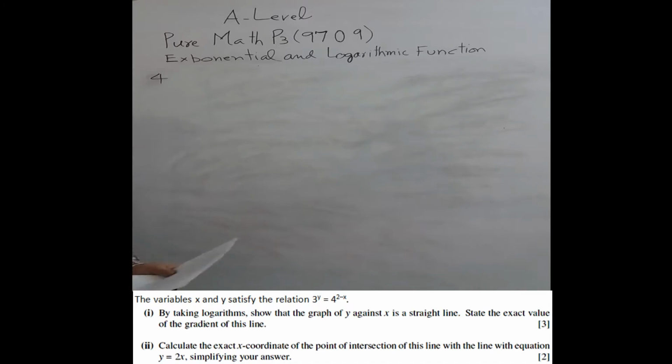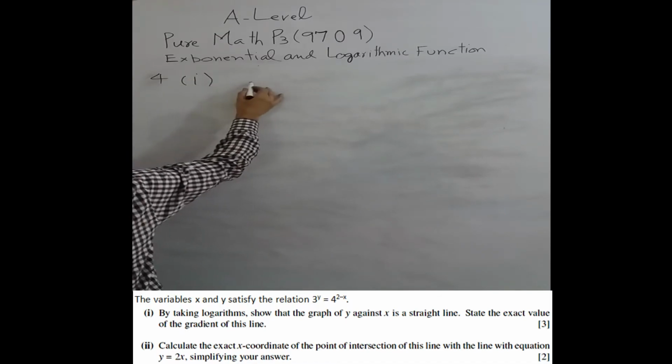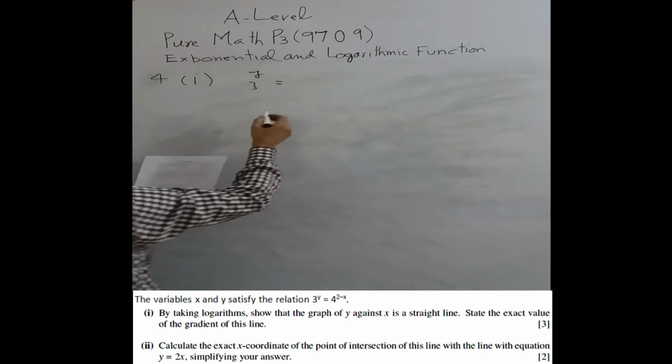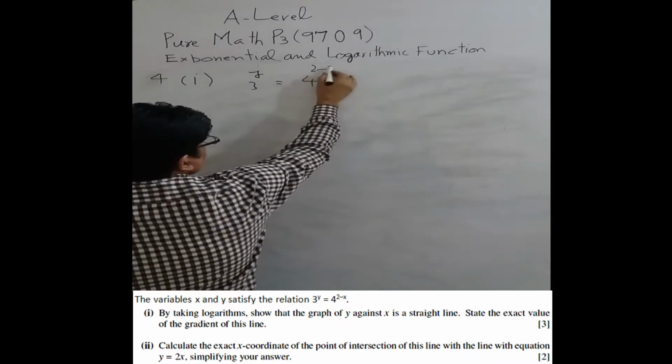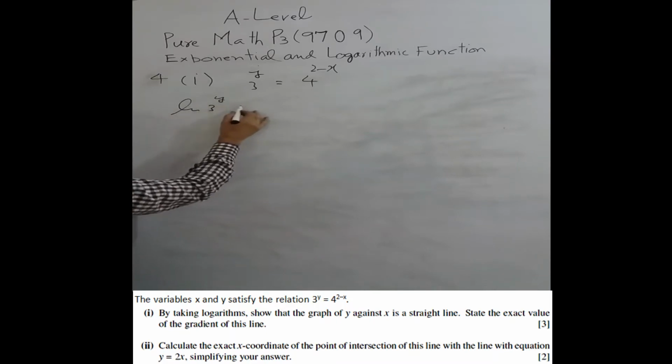Next question. Please read the question. The variables x and y satisfy, again we are given a non-linear equation. By taking logarithms, show that graph of y against x is a straight line and state the exact value of the gradient. This is the first part of this question. We are given 3 raised to the power y is equal to 4 raised to the power 2 minus x. This is a non-linear equation.